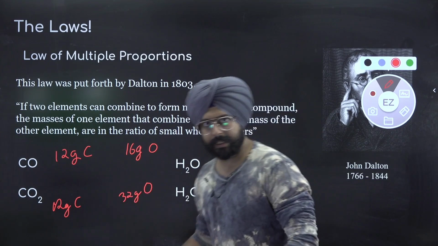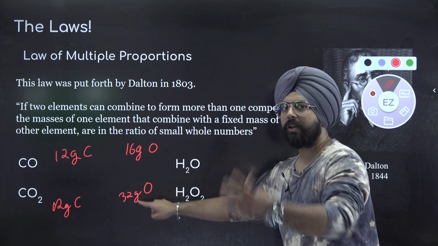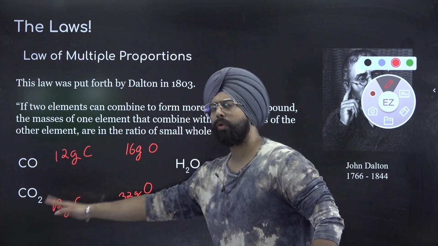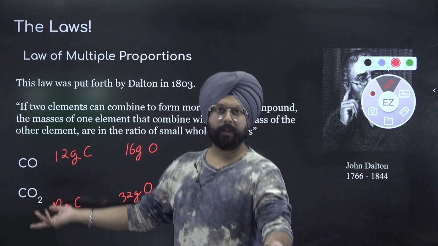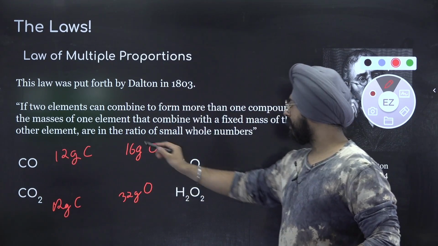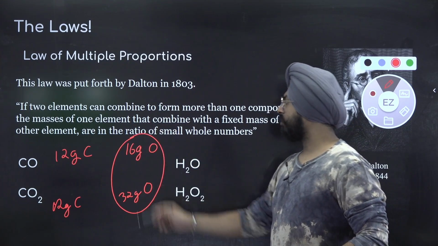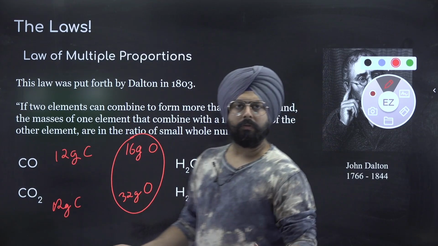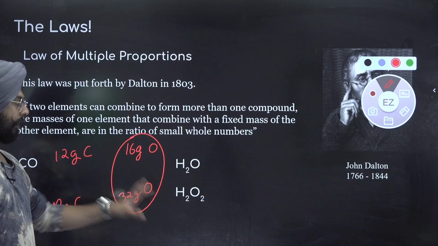Right? So basically, this element oxygen is combining with the same mass of carbon to give two different compounds. 12 gram carbon here, 12 gram carbon here. So basically what this law says is, if I take the ratio of this, it is a very simple ratio. 1:2 ratio. Fine. 16:32, 1:2. Simple ratio.